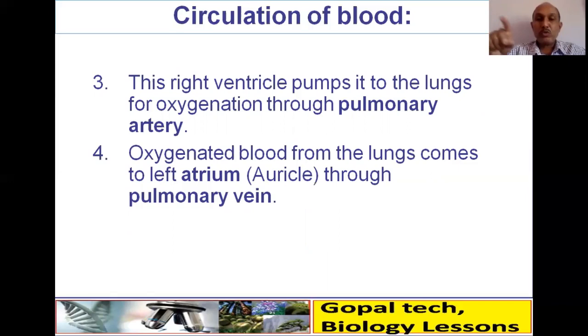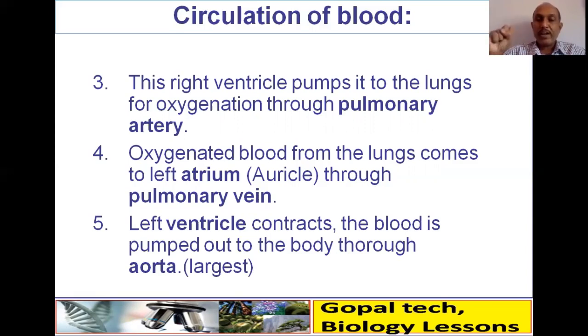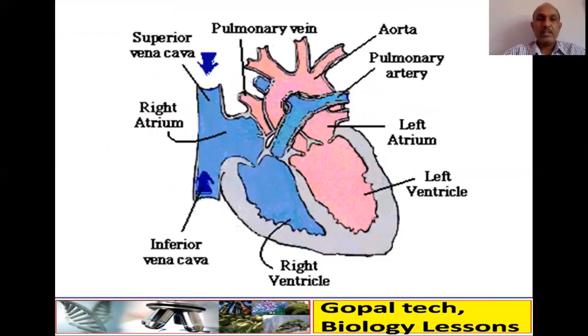Oxygenated blood from the lungs comes to the left atrium, that is the auricle, through the pulmonary vein, and this is the only vein that carries oxygenated blood. बाकी के सभी veins deoxygenated carry करते हैं. So the left ventricle then contracts and the blood is pumped out of the heart to the body through the largest artery, the aorta. तो शुरुआत किया आपने, हार्ट रिसीव करता है बॉडी से ब्लड एंड देन सप्लाई करता है.